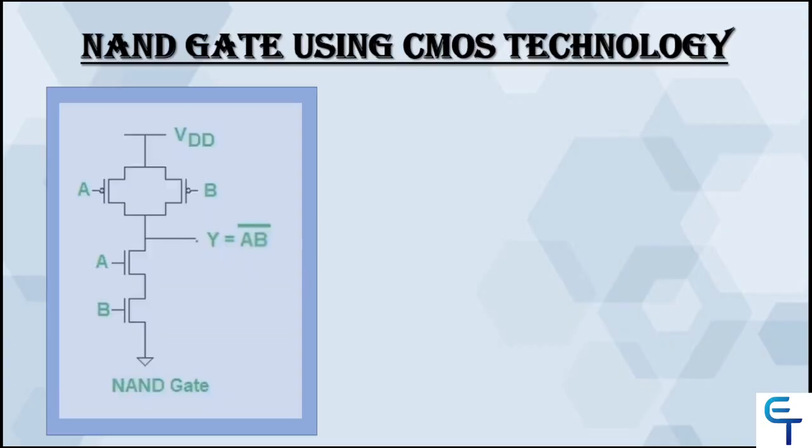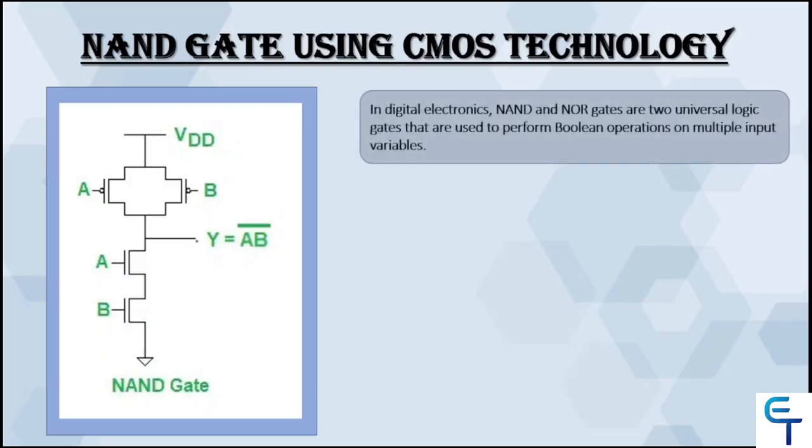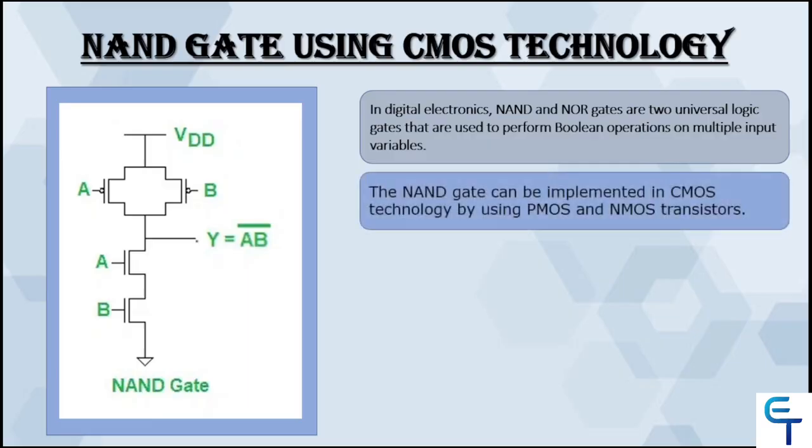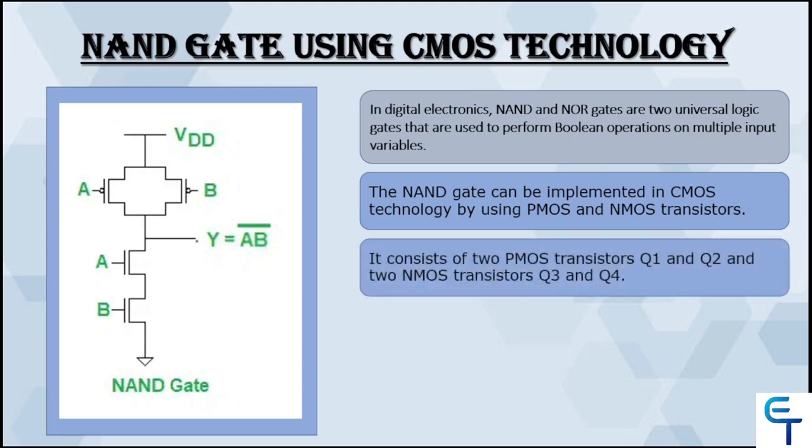In this video, we are going to simulate CMOS NAND gate using ngSpice. In digital electronics, NAND and NOR gates are two universal logic gates that are used to perform Boolean operation on multiple input variables. These gates produce an output based on the combination of the inputs applied. In CMOS technology, NAND and NOR logic gates are designed by connecting NMOS and PMOS transistors in series and parallel connection. In this video, we are going to see NAND gate using CMOS technology.